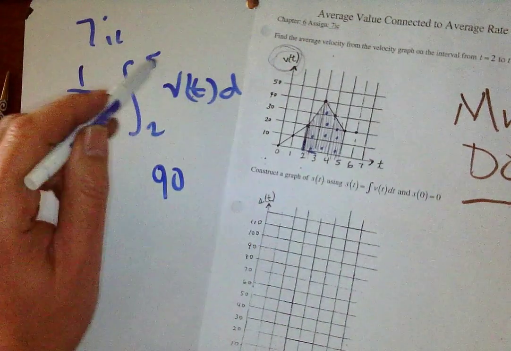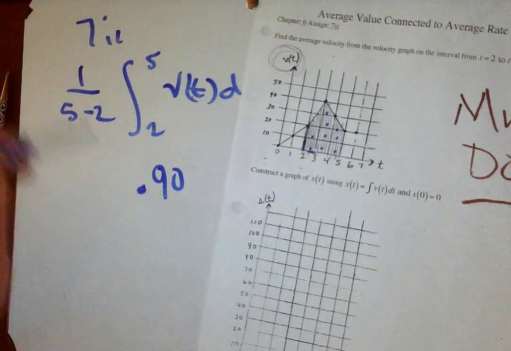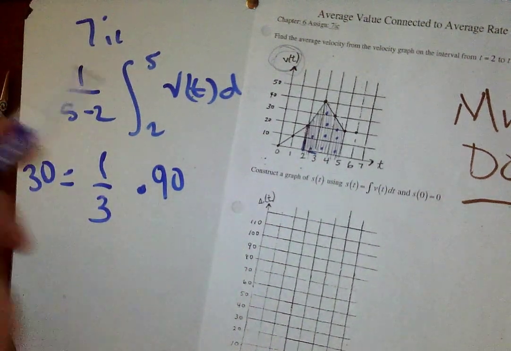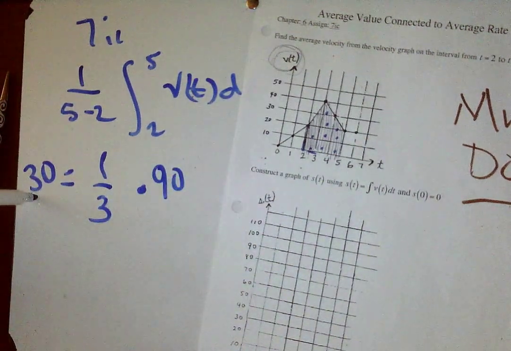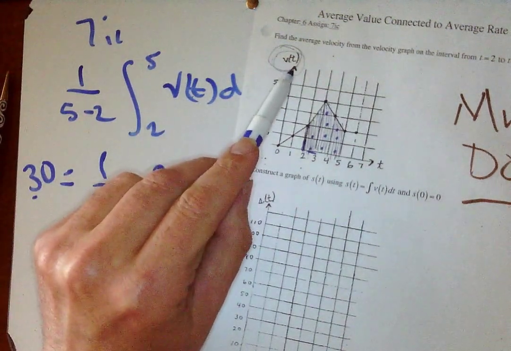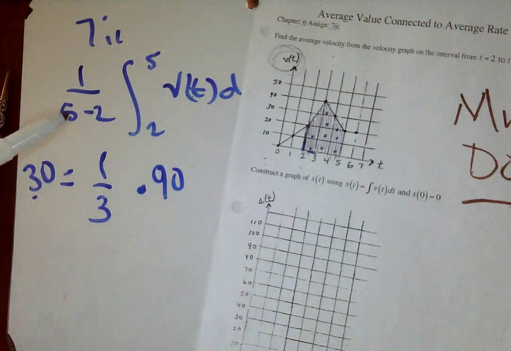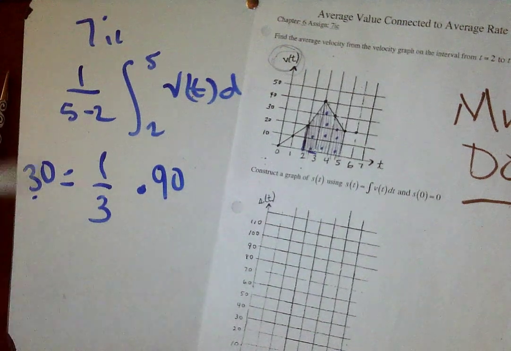What's that area from 2 to 5 under the velocity curve? 90 times, what do we have here? 1 over 3, and so I get 30. The average velocity is 30. If my units here were feet per hour, this would be 30 feet per hour. If my velocity was meters per second, this would be 30 meters per second. We know the average velocity is the average value of the velocity graph.